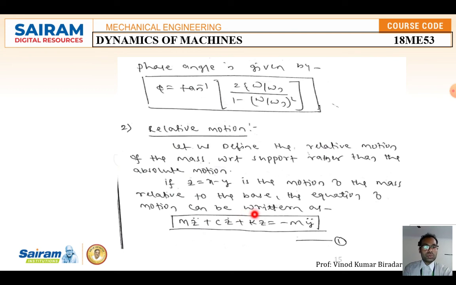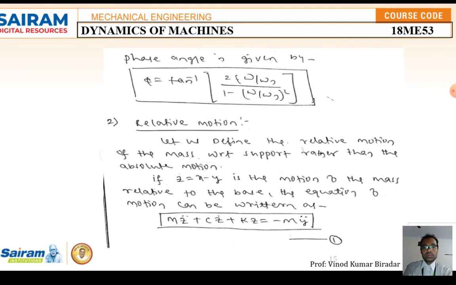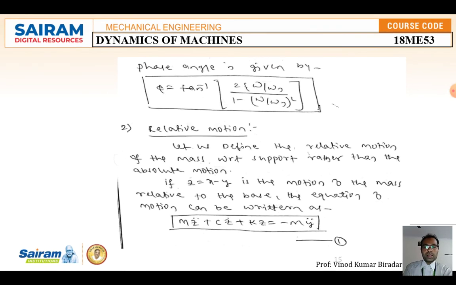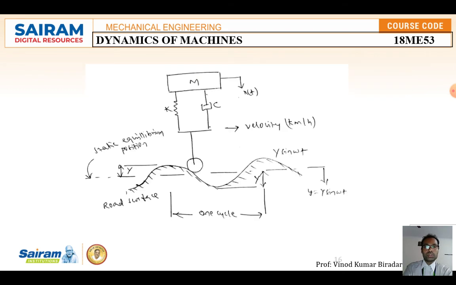Give this equation number 1. Here you are going to consider the minus sign because the forces are acting in the upward direction. Wherever x is there, just substitute z here. So m z double dot plus c z dot plus k z is equal to minus m y double dot. Call this equation number 1.